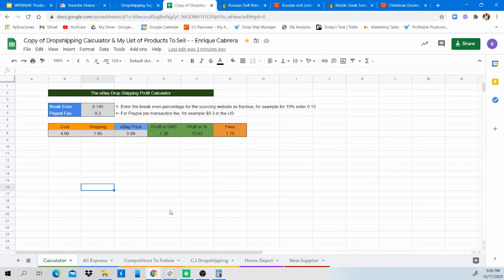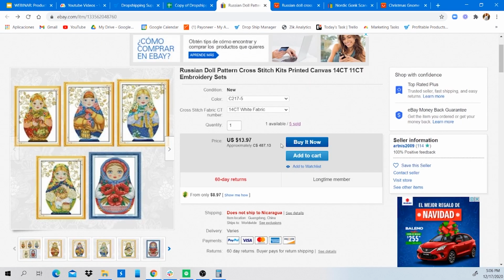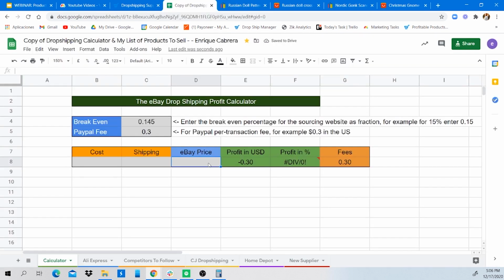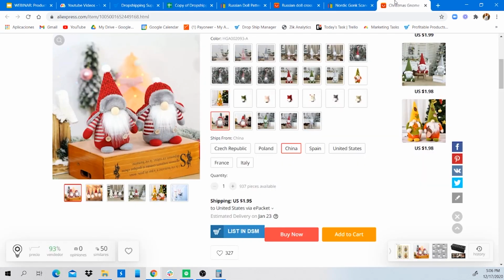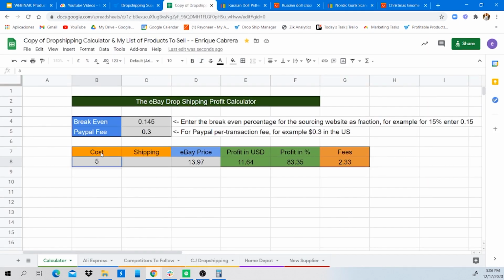So let's put this into context. Let's go over the calculator over here. Let's make this bigger. Let's get rid of this. We have the price over here, $13.97. We have here the cost, which is $5.49, and it's free shipping, so we don't need to fill that in. And there you have it. Out of every single sale, this seller over here on eBay is making a total of $6.15. More than $4, that is a profit maker.